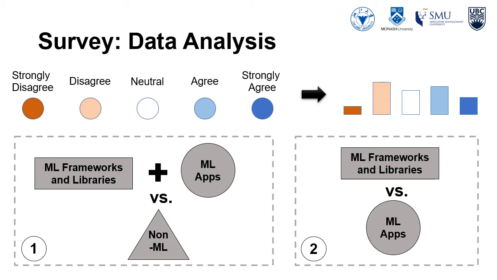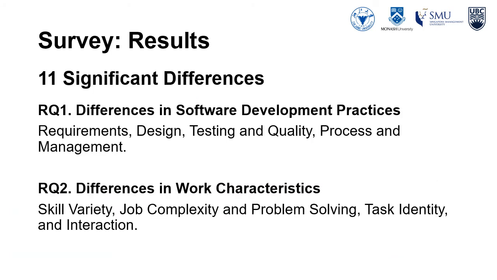Finally, we compared the distributions in Likert scale for each statement between different groups of respondents using the Wilcoxon rank sum test. In particular, we did 2 comparisons. First, we compared the distributions of agreement between machine learning and non-machine learning practitioners. Second, we compared the distributions of agreement between machine learning framework library and machine learning application practitioners. The survey results confirmed 11 significant differences between machine learning and non-machine learning development at a 95% confidence level. The 11 differences exist in software development practices and work characteristics. I will present the top 3 confirmed differences with greatest effect size in upcoming slides.